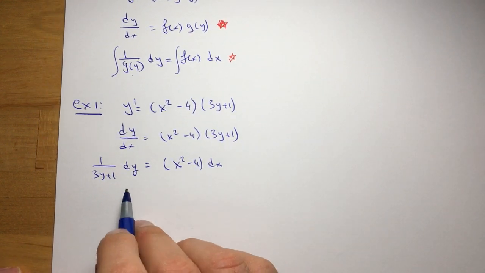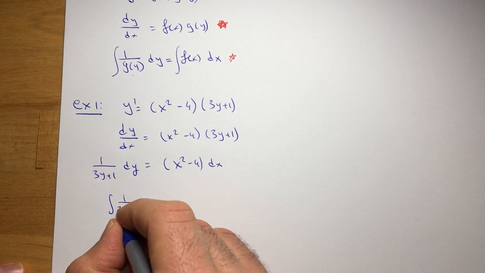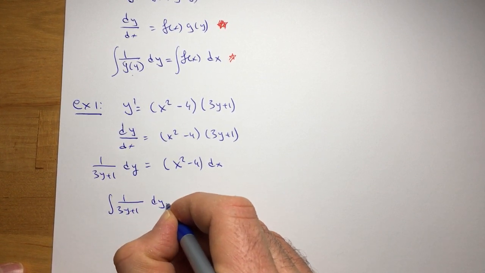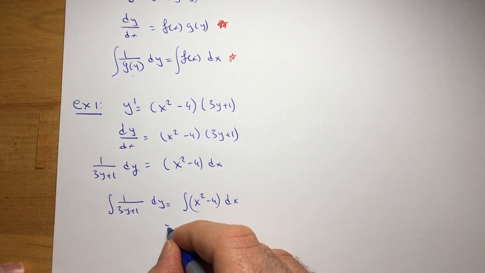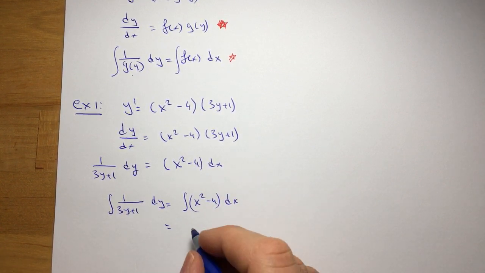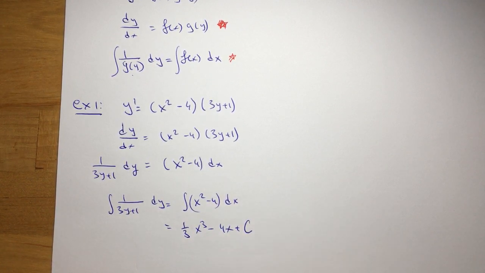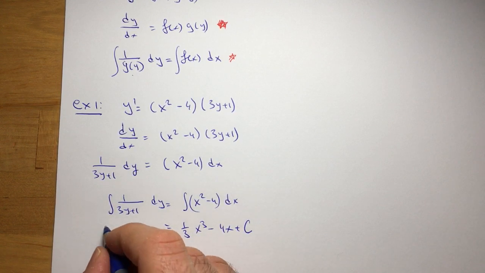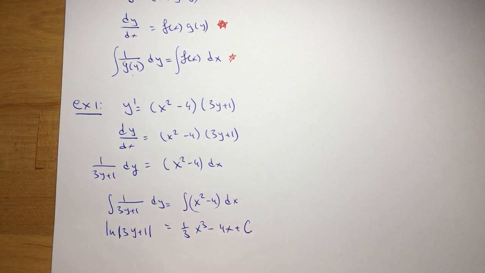Okay, now when the left-hand side and the right-hand side are solely in terms of y and x respectively, we can find the integrals. The integral of 1 over (3y plus 1) dy is equal to the integral of (x squared minus 4) dx. Right, this integral is very simple. That's 1/3 x cubed minus 4x plus c, and the integral in this term is ln of the absolute value of 3y plus 1, times 1/3.